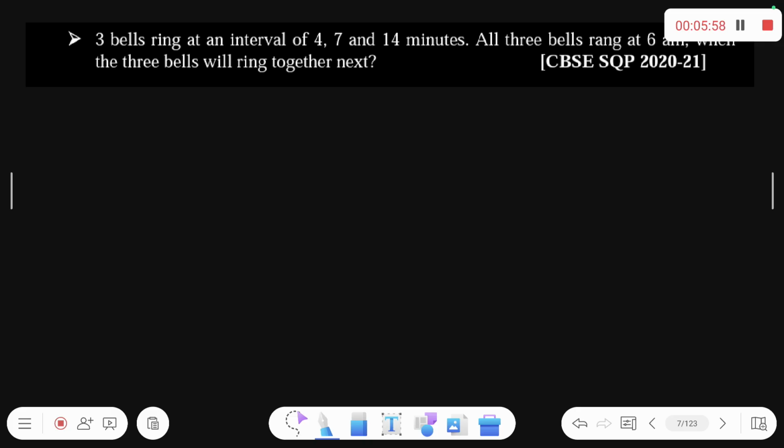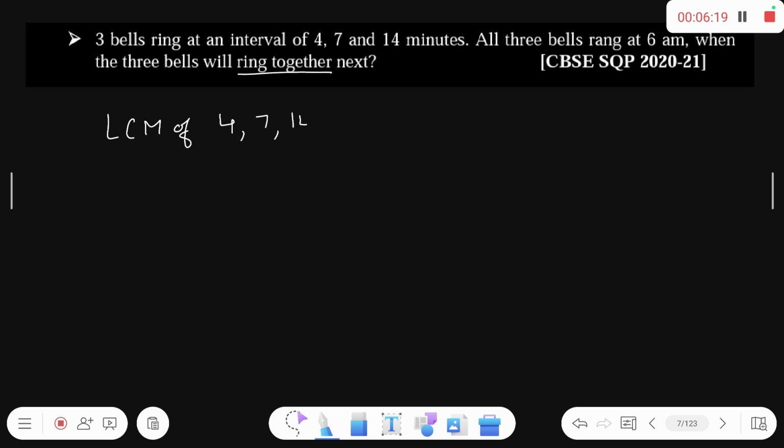3 bells ringing at an interval of 4, 7 and 14 minutes. All 3 bells rang at 6 am. When the 3 bells will ring together. So keyword here is together. Whenever you find this word, you have to take LCM. So take LCM of 4, 7 and 14. It comes out to be 28 minutes.